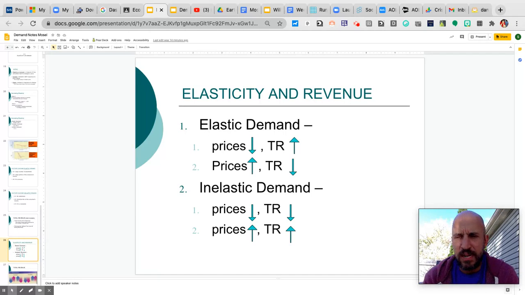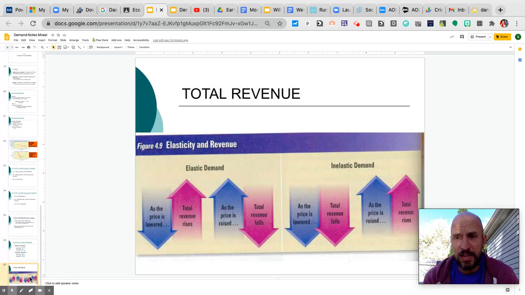And again, if you need to pause, please pause to fill in your guided notes. Our last slide is just what I went over with elasticity and the revenue. You can see what's happening with those arrows pretty much from the last slide. So again, please fill in your guided notes.